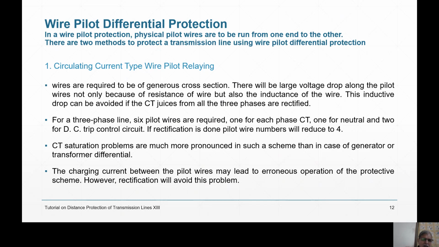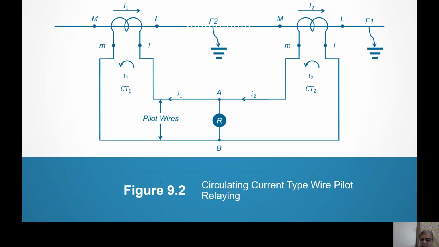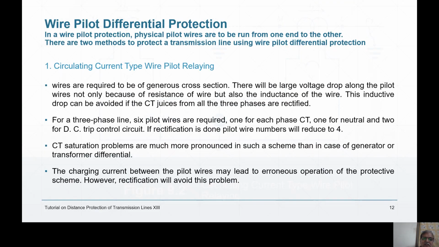So that is a great difficulty, because it is not a transformer where the two CTs are just 10 meters, 20 meters, 30 meters apart, or a generator or a motor. It is a line. That is the problem. For a three-phase line, again, in this figure you are seeing two wires, but there are no two wires. This is a single phase diagram. So for a three-phase scheme, you will have to run 6 pilot wires. How 6 pilot wires? 3 for 3 lines, 1 neutral, and 2 for DC.